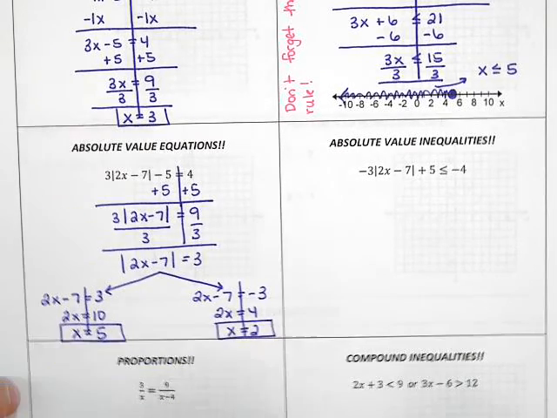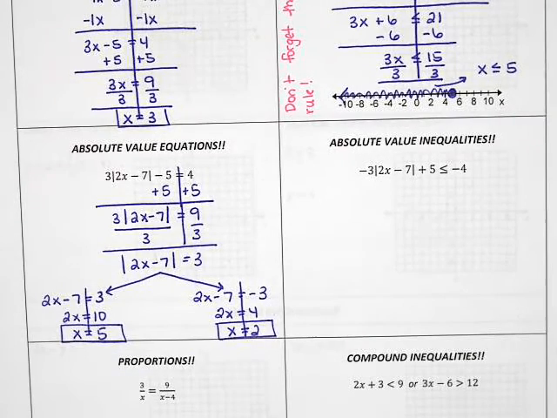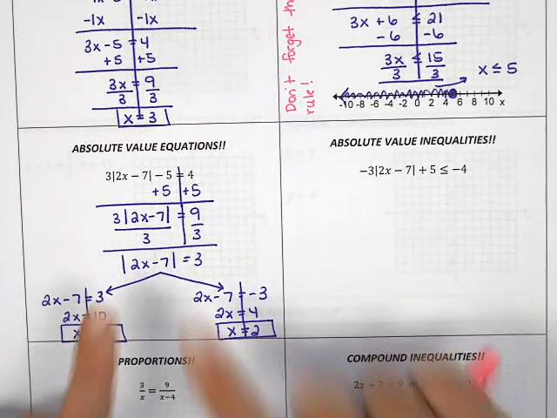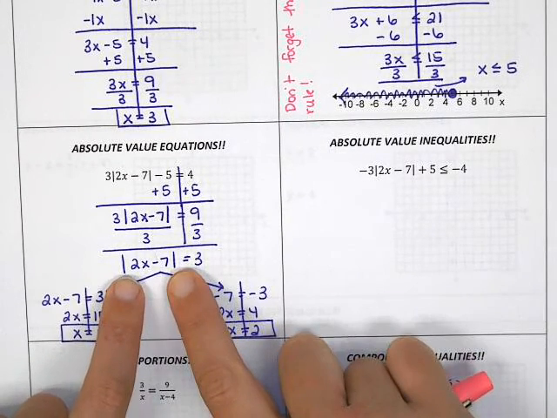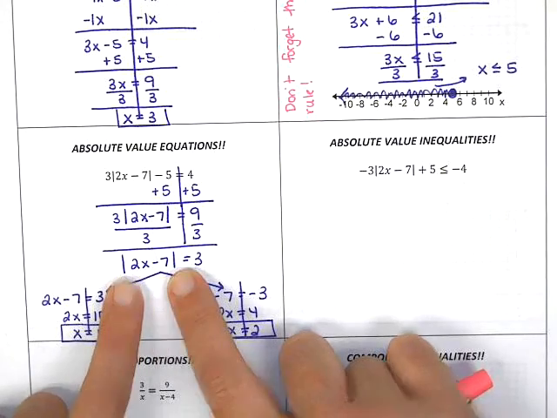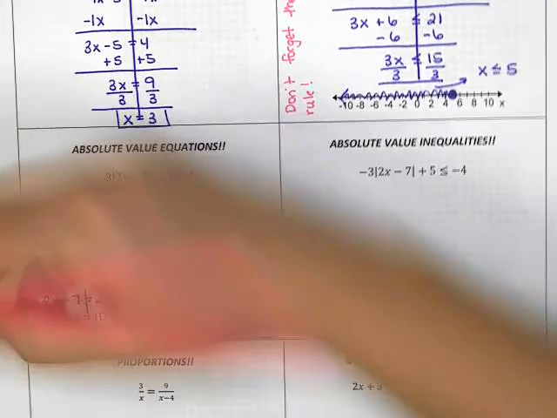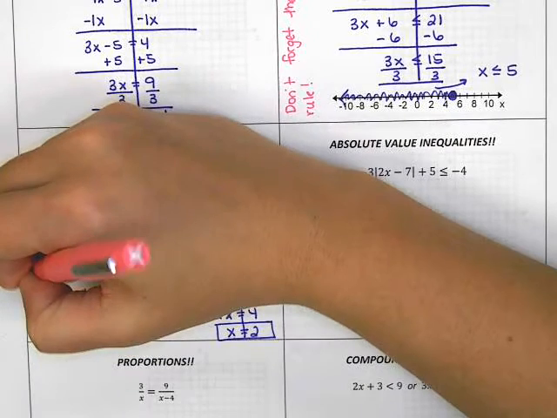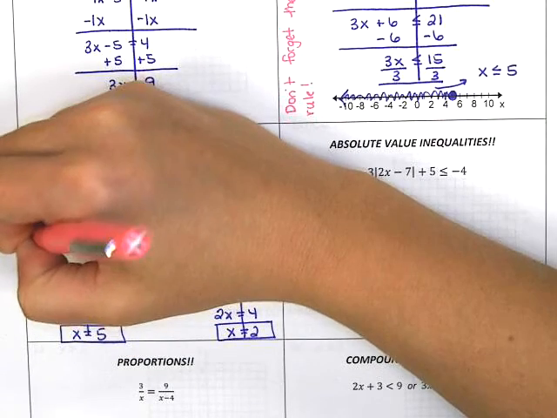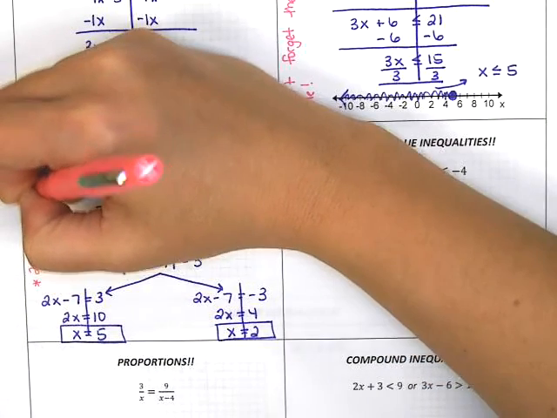And that's my second answer. All absolute value problems will have two answers, and the way that I remember that is that if there are two lines, which are part of the absolute value equation, there are two answers. So, two lines means two answers.